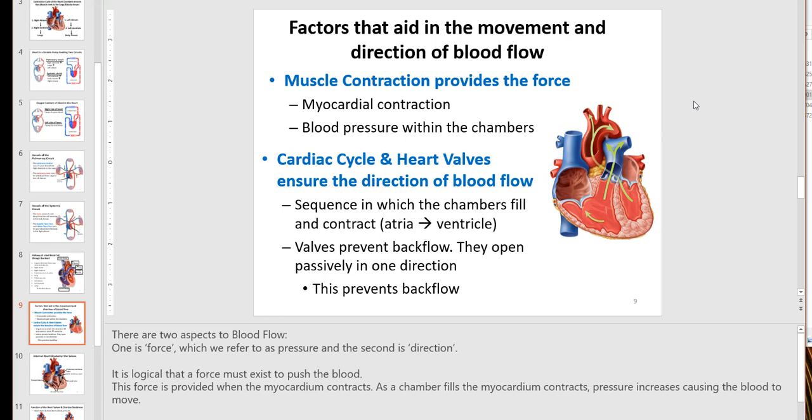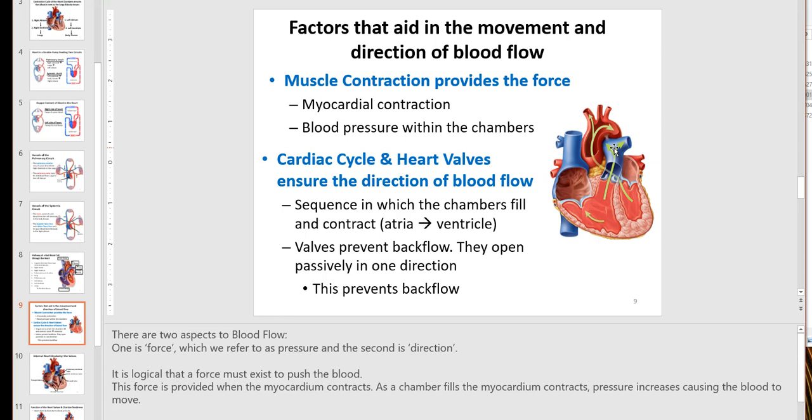So what provides the force for blood movement is actually the myocardial contraction. Blood pressure builds in the chambers, especially as the chamber wall contracts and it pushes on the blood. So that's a force that moves blood. And you can see that in the picture here, going with the blood in the right ventricle going out the pulmonary artery.